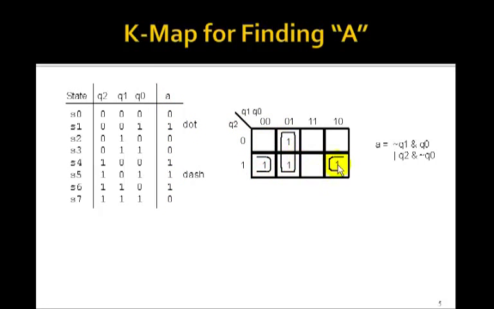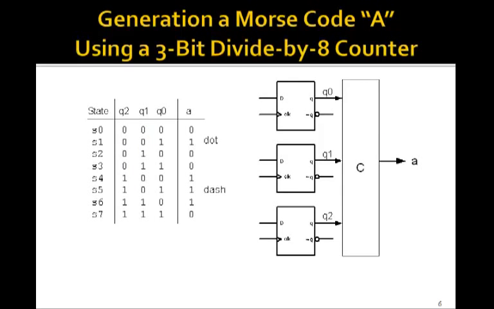You draw the Karnaugh map, and you see that the logic equation is just not Q1 and Q0, or Q2 and not Q0. So now we know the logic equation for A, and we just need to make the 3-bit counter. So we have a 3-bit counter, and the outputs Q0, Q1, Q2 go into this combinational logic circuit that produces A.